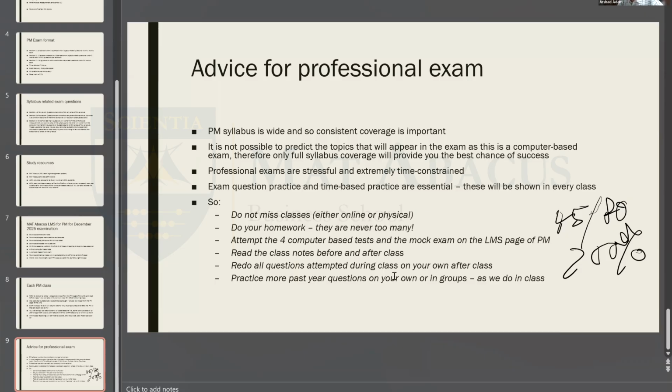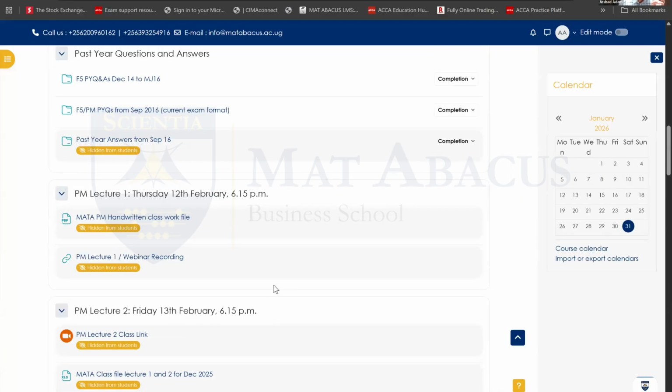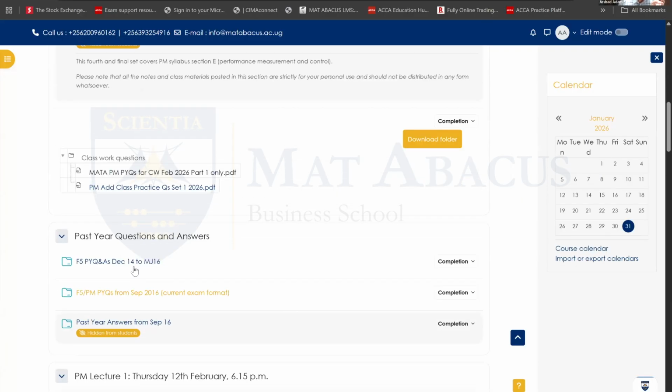Practice more past year questions on your own. Because remember, you have it from the LMS. From the LMS, you have all the past year questions here. Past year questions from December 14 to March, June 16. Past year questions from September 16 to 2024. They're all there. So there's no lack of practice. You have the BPP ebook.